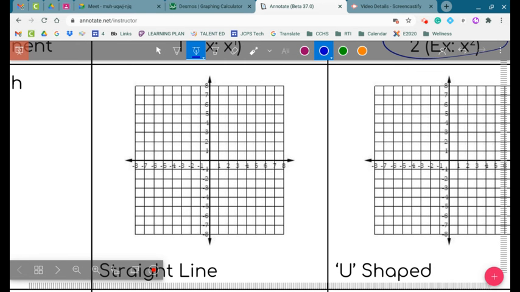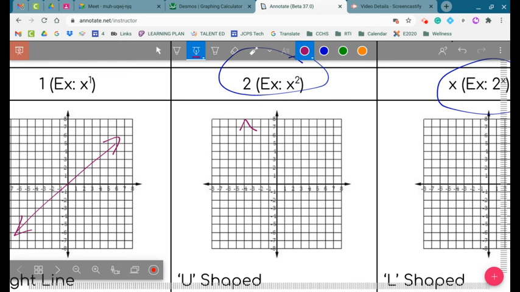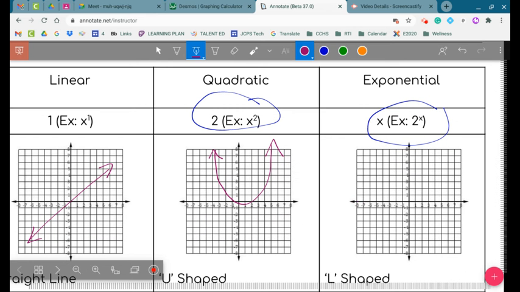So linear is a straight line. Quadratic is the U shape, and remember this could be an upside down U, and that is okay. And then exponential is an L shape, or kind of like just like a small curve.